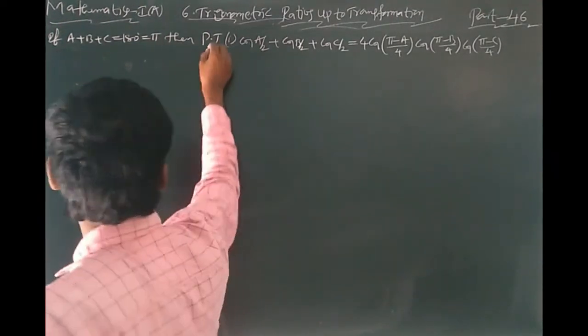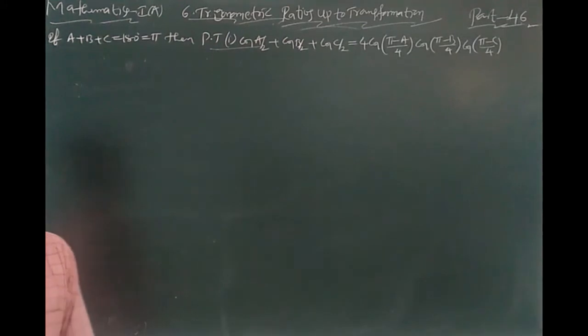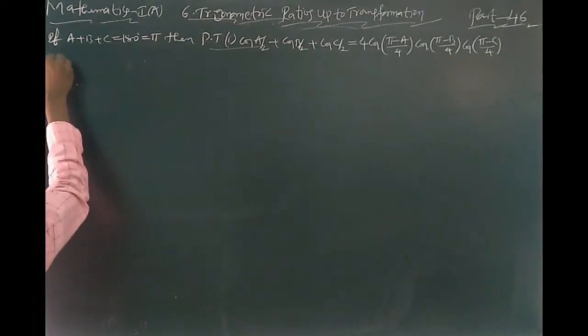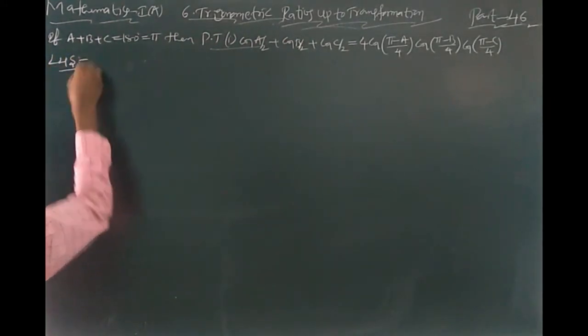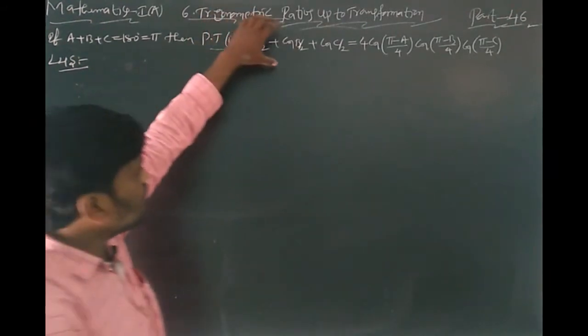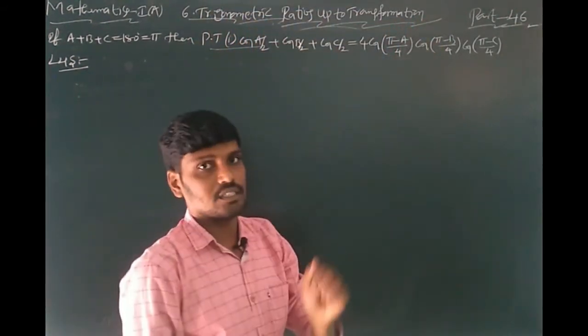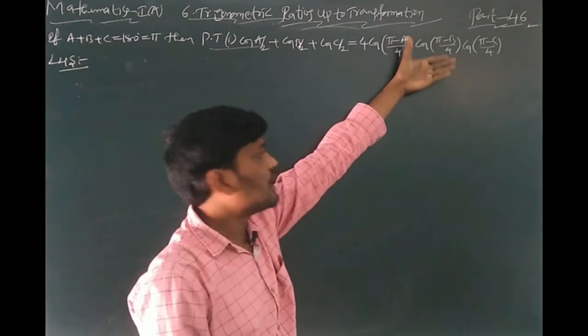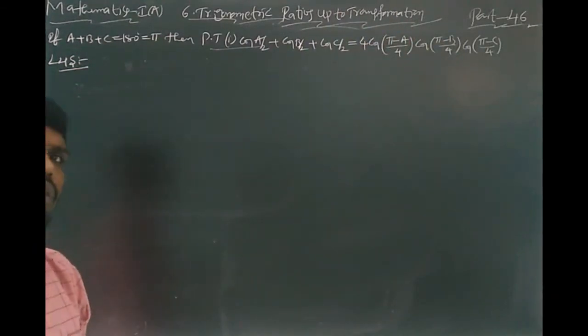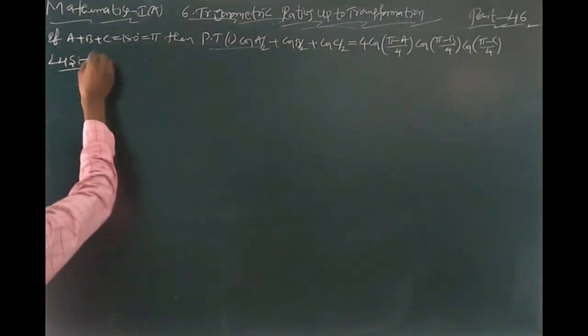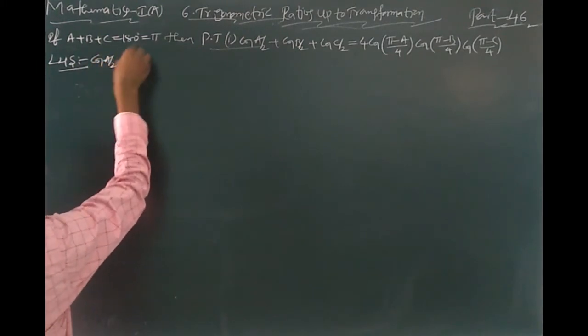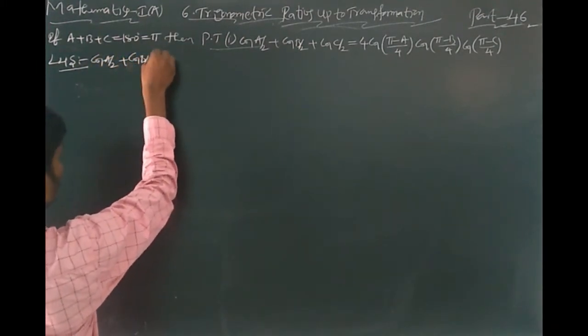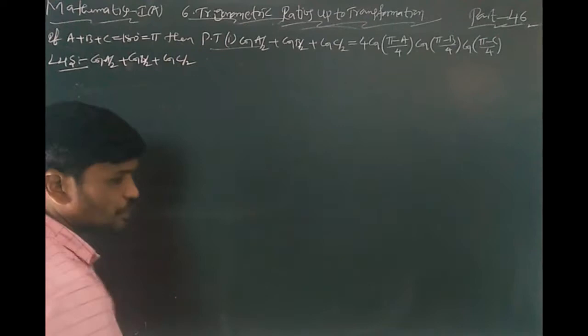First you have to take the LHS part. In this problem you have to solve in 2 methods. Once you take LHS, prove RHS. Or otherwise you take RHS, prove LHS. Anyone you can do. The LHS value is cos A by 2 plus cos B by 2 plus cos C by 2.